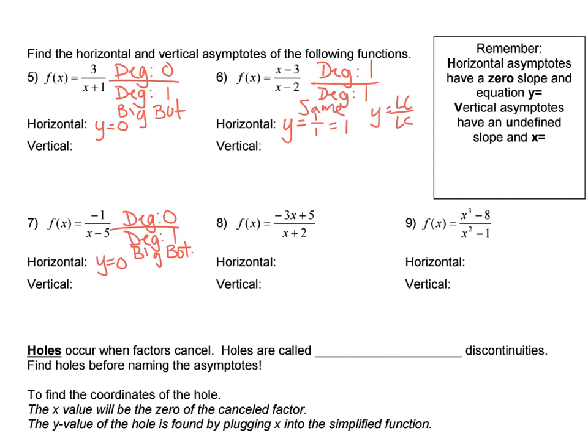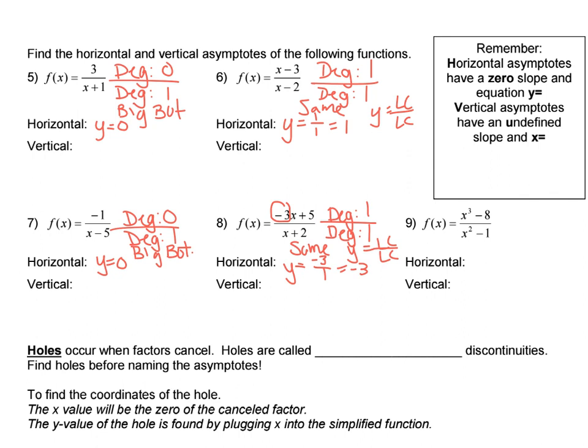On to number 8, f of x equals negative 3x plus 5 over x plus 2. We have a degree of 1 on the top because that x has an exponent of 1. And on the bottom, we have a degree of 1 as well. So this is going to be just like number 6. My degrees are the same, so I need a ratio of leading coefficients. y equals LC over LC. So let's take our leading coefficients off of this. In front of x on top, we have a negative 3 this time. So I'm going to put negative 3 on top. And on the bottom, once again, we just have an x, so that is just 1. So my actual horizontal asymptote is just y equals negative 3.